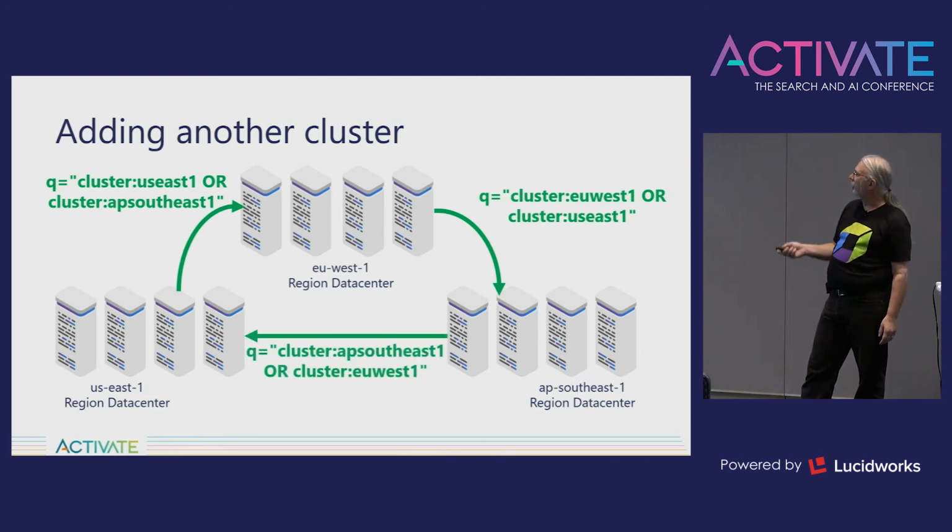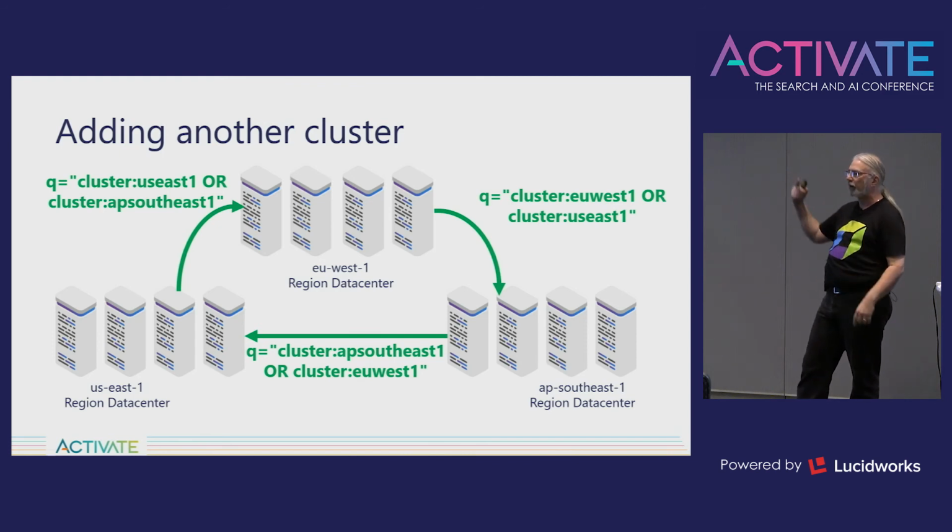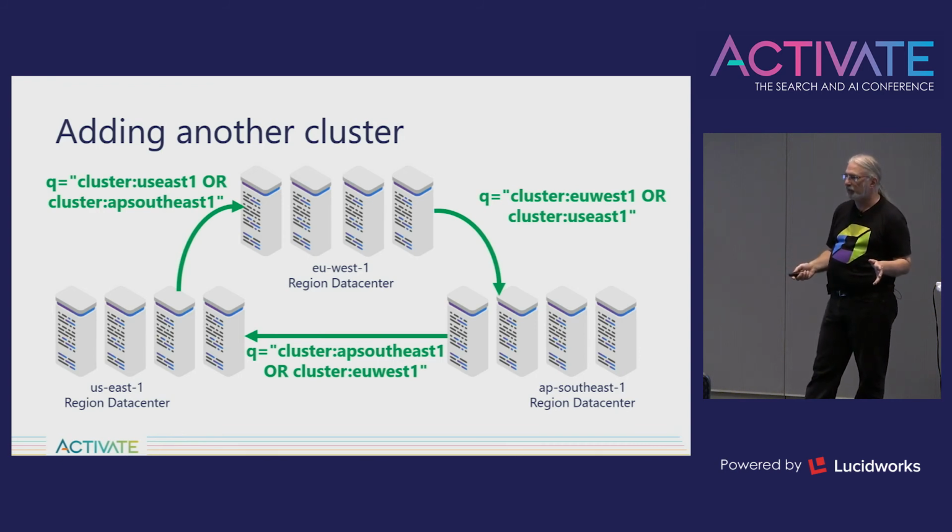You do the same thing in the new daemon you're going to put in AP Southeast. Give me the new ones that appeared in AP Southeast plus the ones that were copied over from EU West. Now you're just one daemon per cluster. You haven't cluttered everything up with 6 that you have to keep track of.